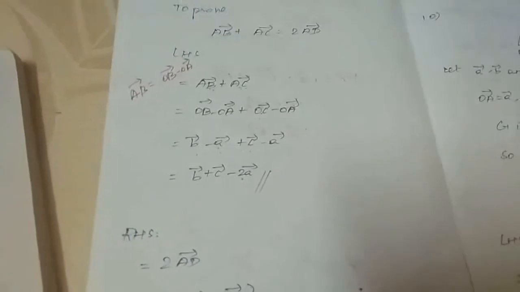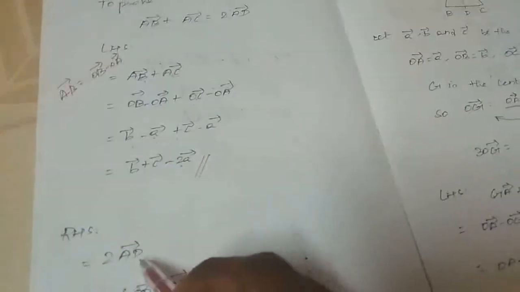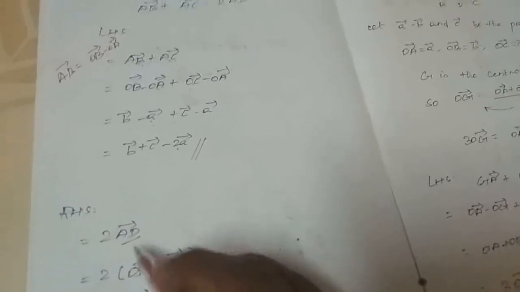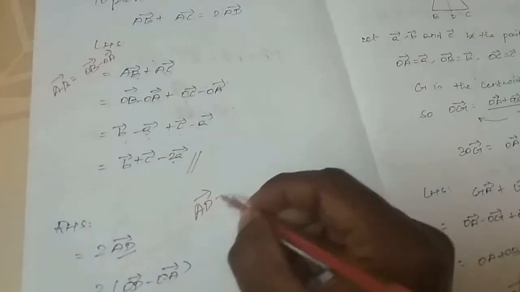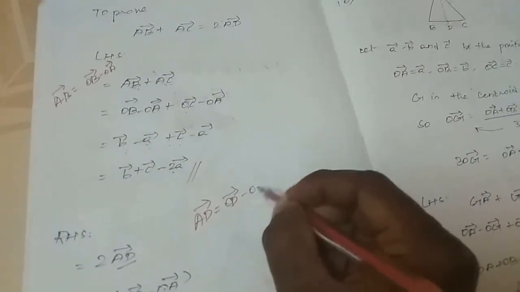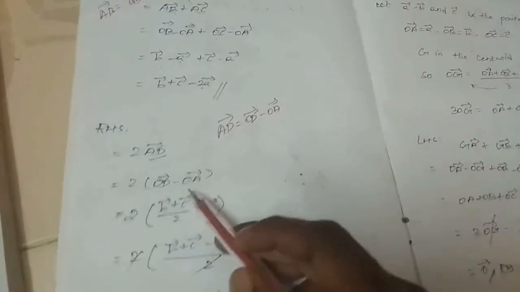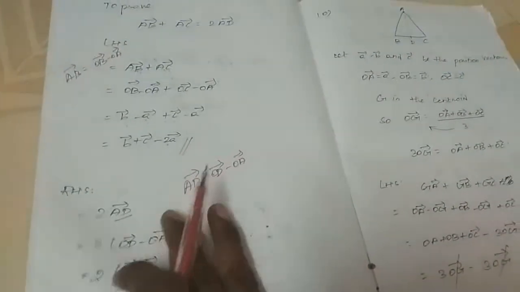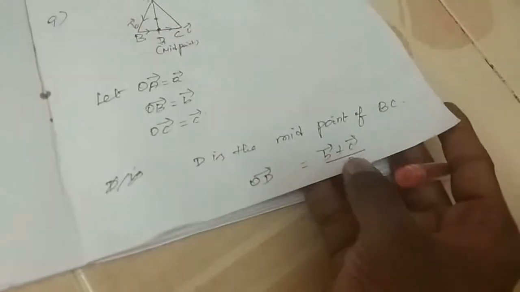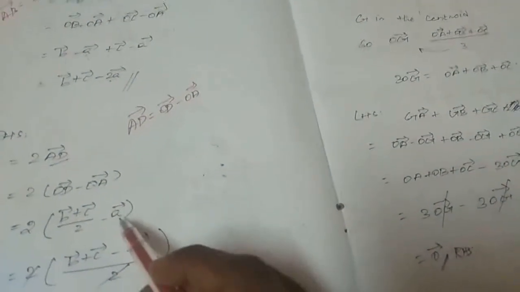Okay, after that, the RHS value is 2 times AD. So what is AD? AD is OD minus OA. AD vector is OD vector minus OA vector. So OD vector means B plus C by 2. OD vector value is B vector plus C vector by 2, minus OA, which means position vector A vector.